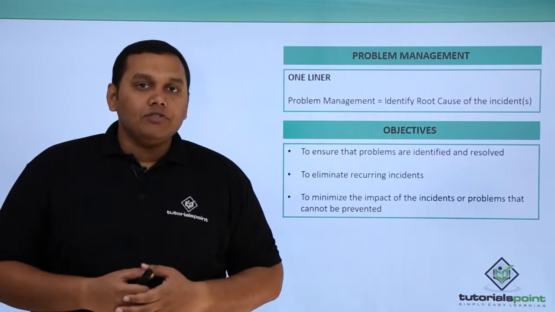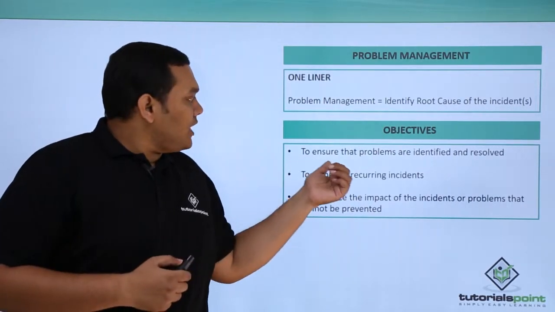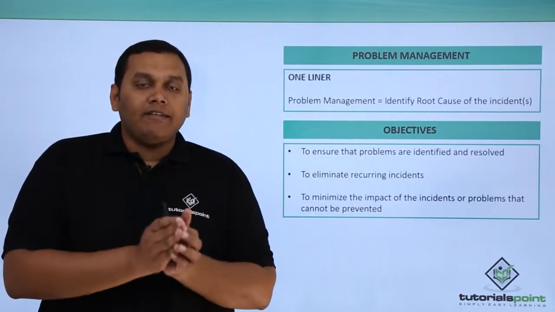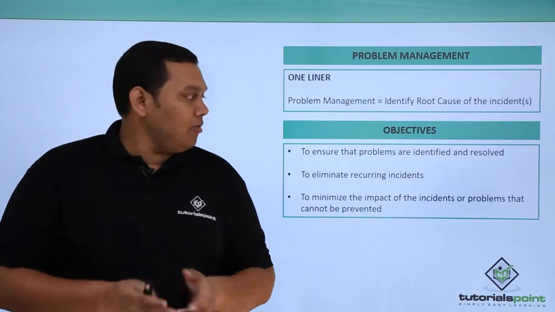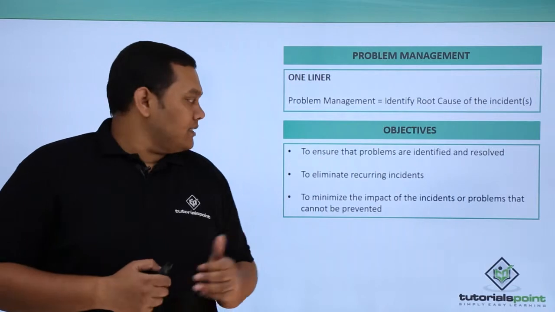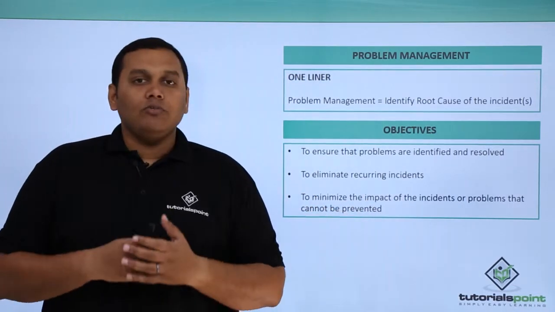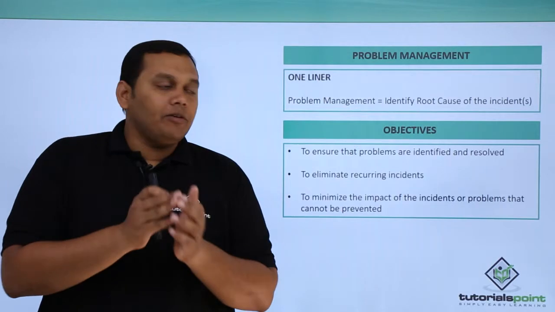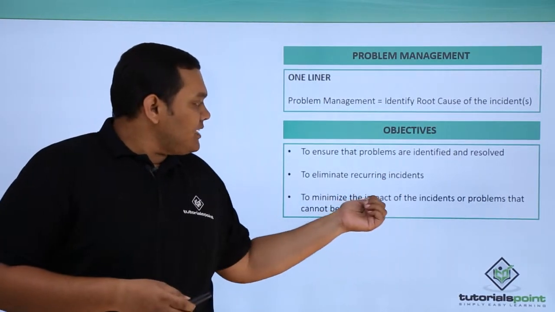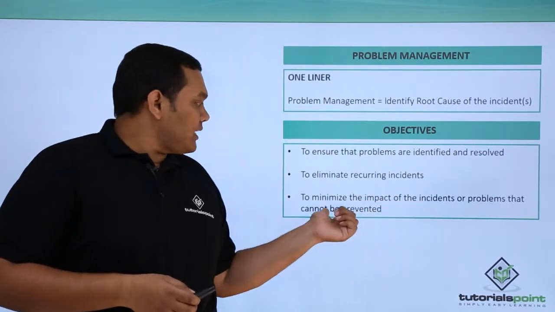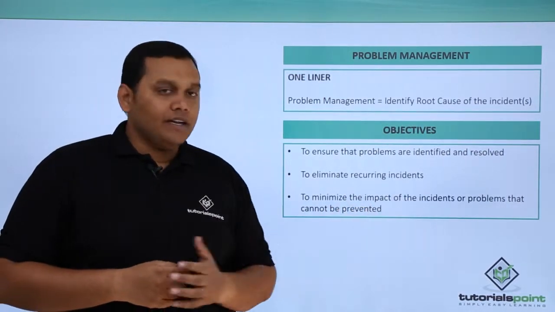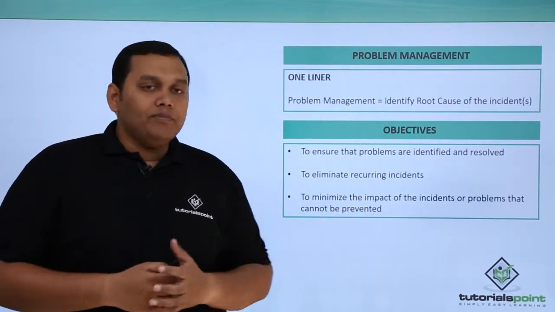We can see the objectives of problem management here. To ensure that problems are identified and resolved. So, the problem should be identified, root cause analysis should be performed, and it should be resolved with a proper workaround or proper set of guidelines. To eliminate reoccurrence of incidents. So, based on the root cause analysis, we can eliminate the reoccurrence of incidents. To minimize the impact of the incidents or problems that cannot be prevented. So, to minimize the occurrence or impact of incidents or problems that cannot be prevented.